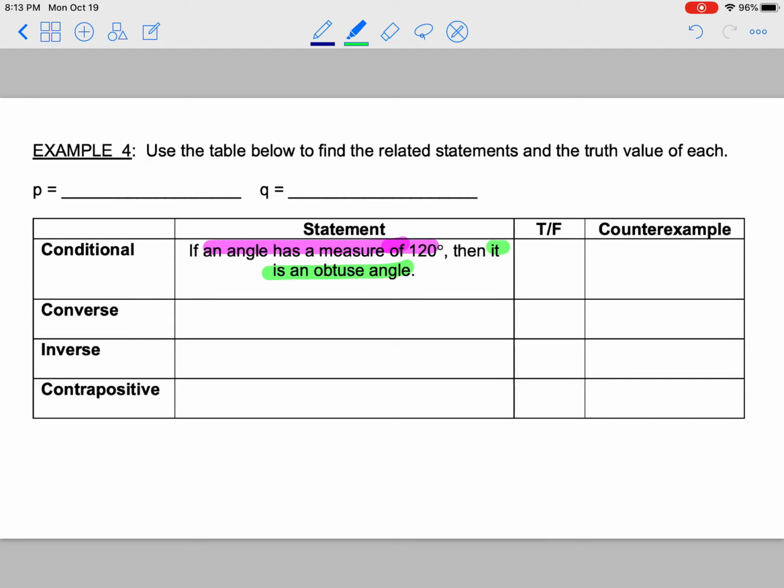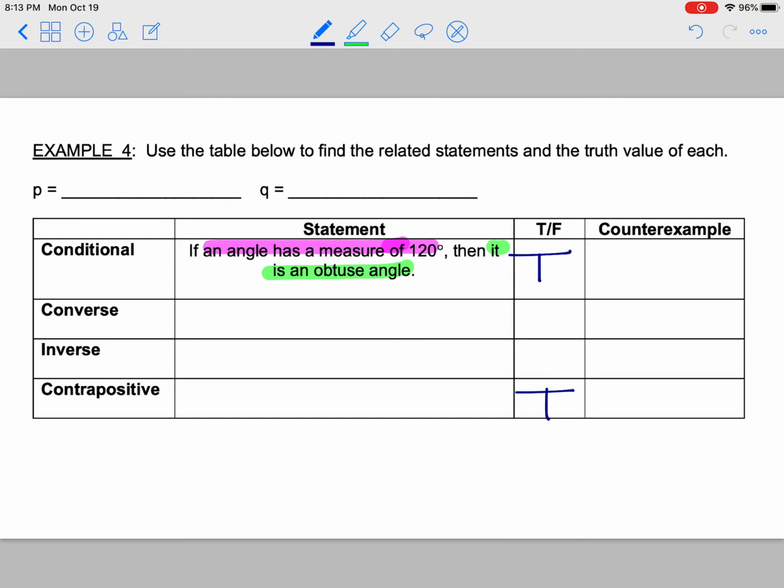So let's look at the conditional. If an angle has a measure of 120 degrees, then it is an obtuse angle. Well, that's true. If it's over 90, then it's considered obtuse, so that's true. But remember, we said on the last slide that the conditional and contrapositive will always have the same truth value. So if that is true, this is automatically true. Now, that doesn't mean that the other two are false. They can all be true, they can all be false, you can have a combination. You have to look at them separately.